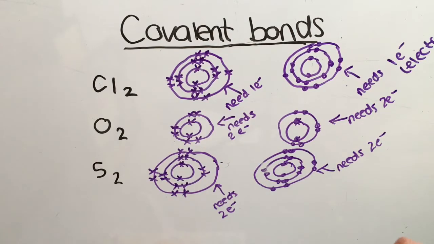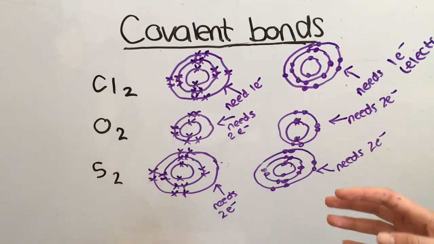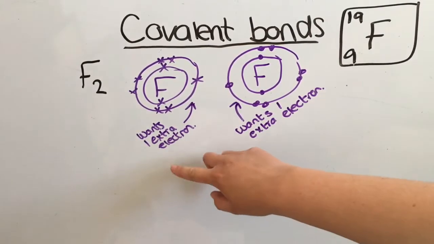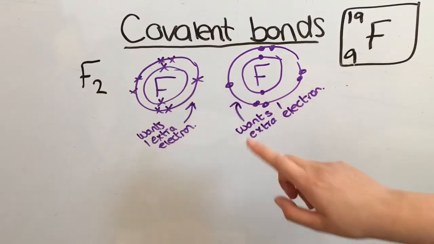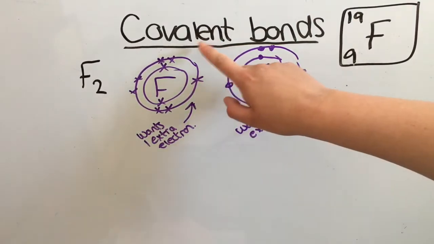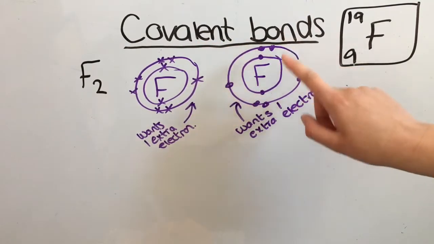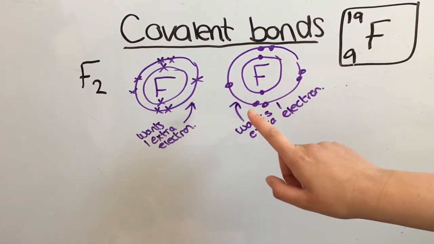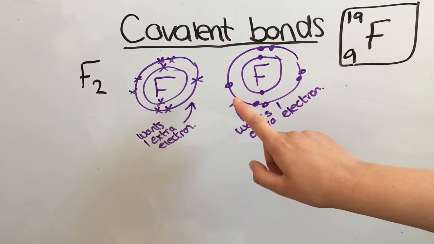We now need to know how to draw this, how we can actually have this happen. Okay, so now that we've worked out what each of them need to have a full outer shell, we can draw the covalent bond. So the covalent bond is the solution for both of these to have a full outer shell, and it's all to do with the electrons being shared.